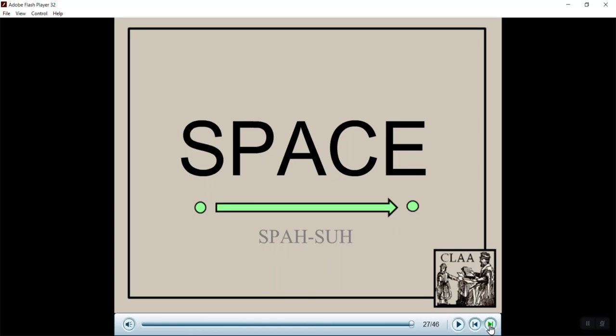Here we see another Middle English word with a final E. Let's read this word together. Point to the green dot under the letter S, and we'll begin. Spasa, spasa, spasa. Do you hear the final E? Spasa.